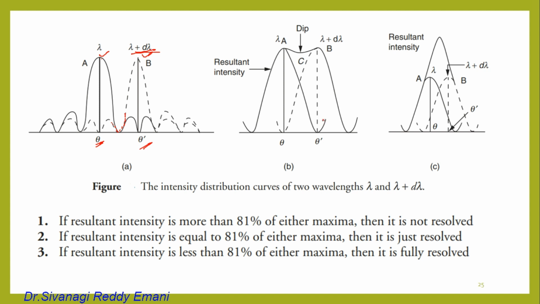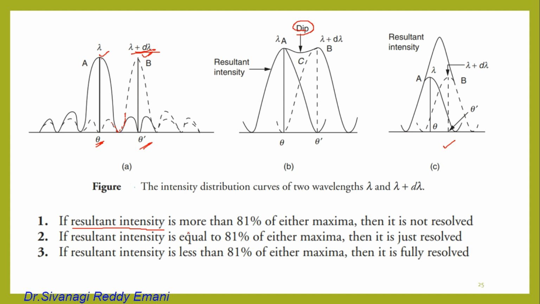So in the next case, they come a little closer, so they overlap and a dip is created here, a reduction in the intensity. In the third case, they completely overlap and form a resultant intensity. So in those scenarios, we calculate the resultant intensity. We can identify whether they are completely resolved or not.